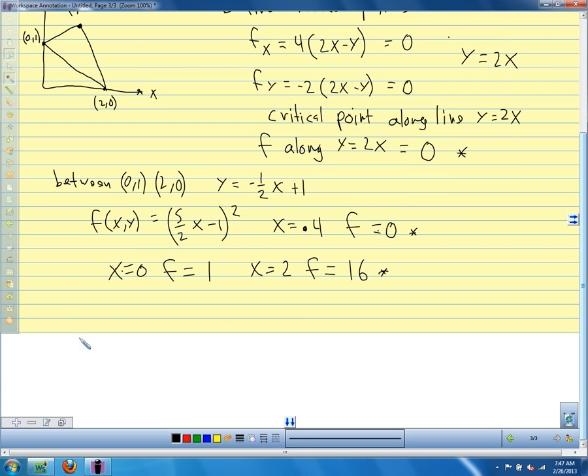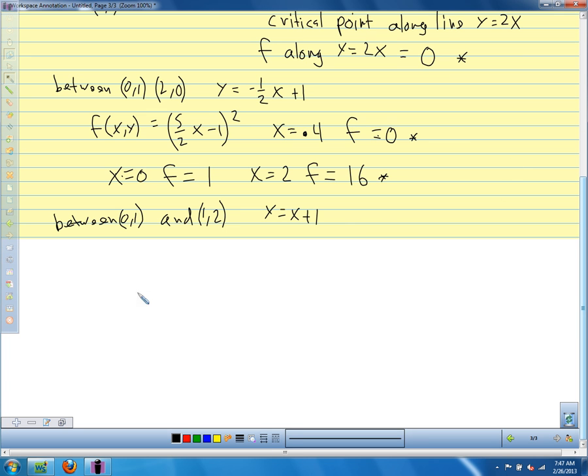So now let's look at the next boundary between (0, 1) and (1, 2). On that boundary, we get y equals x plus 1. So we plug that into our function, and we get f equals (x minus 1) squared. And we're going for x between 0 and 1.